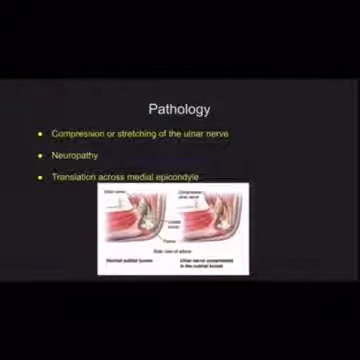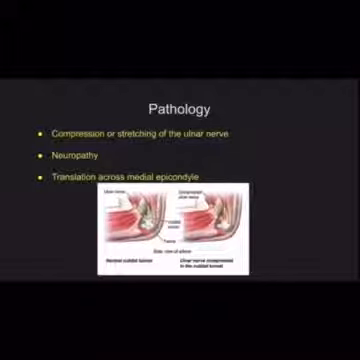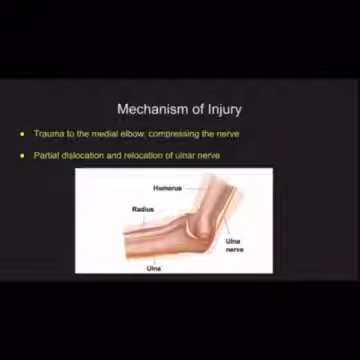The pathology of a cubital tunnel syndrome injury is a compression or stretching of the ulnar nerve, as well as neuropathy, and translation anteriorly across the medial epicondyle is an ulnar nerve subluxation. The mechanism of injury is trauma to the medial elbow, compressing the nerve for cubital tunnel syndrome, and partial dislocation and relocation of the ulnar nerve is subluxation.